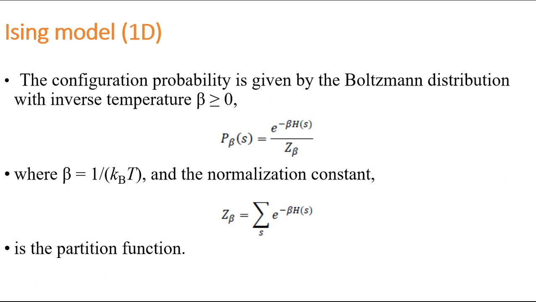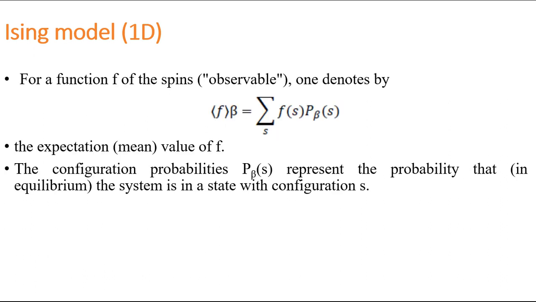This is the normalization constant, and it is called the partition function in statistical mechanics, and the inverse temperature is equal to 1 over kBT. So this P gives the probability of finding the system in state spin S.